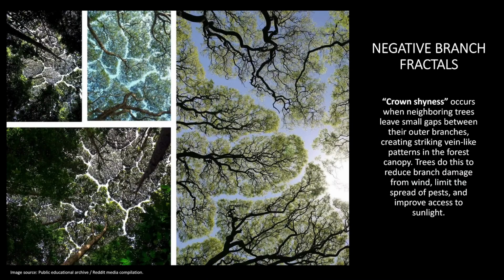Negative branch fractals in nature. Crown shyness occurs when trees leave small gaps between their outer branches. This creates a striking vein-like pattern in the forest canopy. Trees of the same species do this to reduce branch collisions in the wind, limit the spread of pests, and improve access to sunlight by not overshadowing each other.